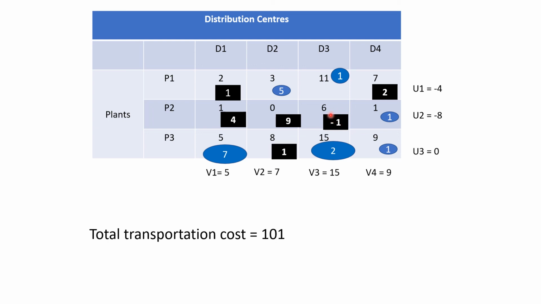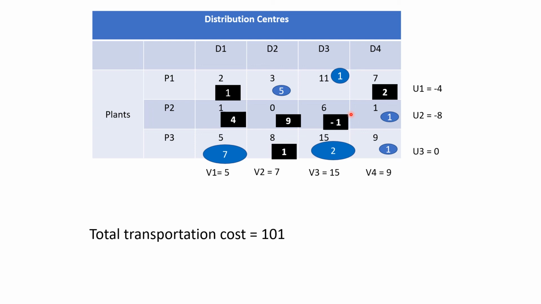So if this wants to come into your solution, you should look for a closed loop. Always remember, closed loops are drawn to find out which will be your leaving variable. So 6 allocated cells are there. This also wants to come into my solution. In that case, the number of allocated cells will be 7, which is more than m plus n minus 1, that is 6.